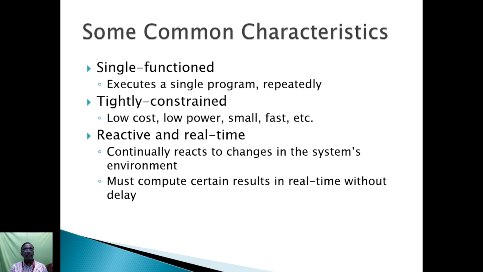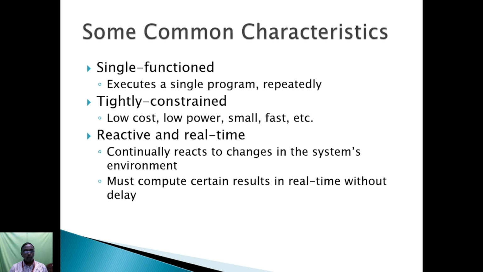Next one is reactive and real time. It continuously reacts to change in the system environment. Depending upon the climate and the light coverage, we can give a reactive response. For example, a camera: for designing a camera, we have to observe the light. If the light is very high, we have to reduce the flash. This is one reactive. Another one is, if there is no light, we have to produce the flashlight.